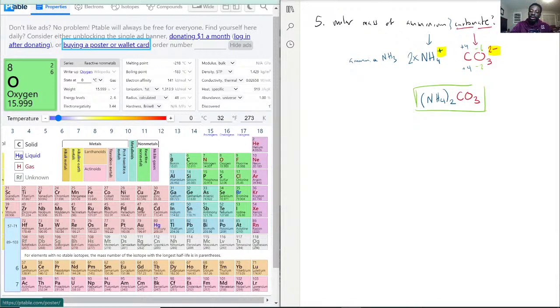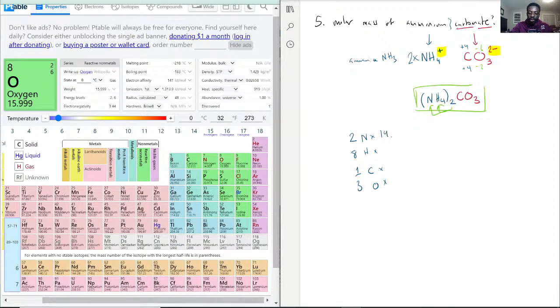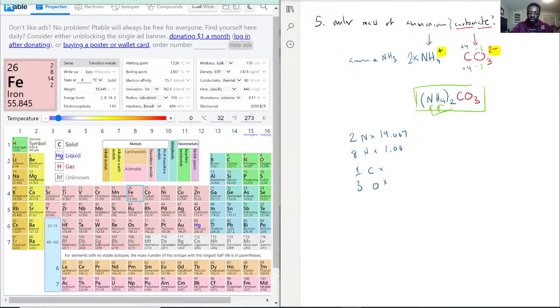So let's see how we break this down. We will do that by this 2 subscript here. We multiply both the nitrogen and the hydrogen, so we actually have 2 nitrogen plus 8 hydrogen. Then we have just 1 carbon and 3 oxygens. And we go to the periodic table to get all the values we need. So we have nitrogen is 14.007, hydrogen is 1.008, carbon is 12.011, and oxygen is 15.999.